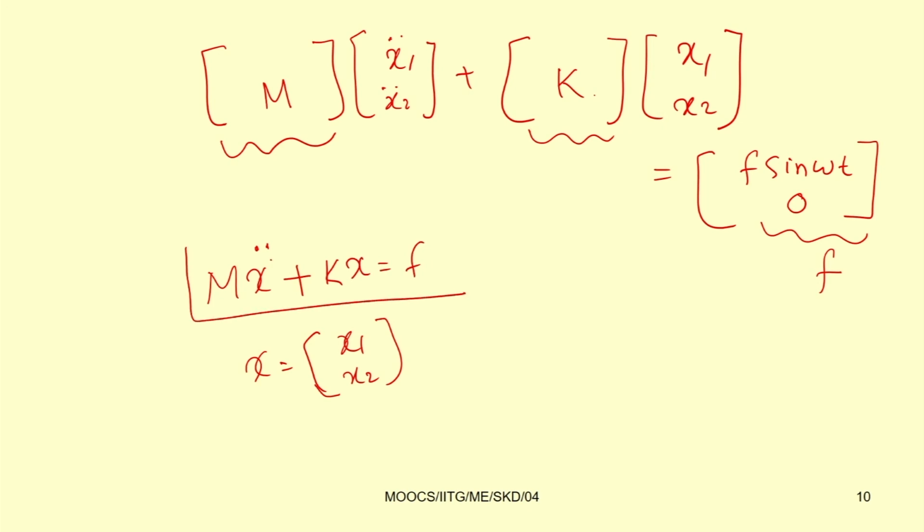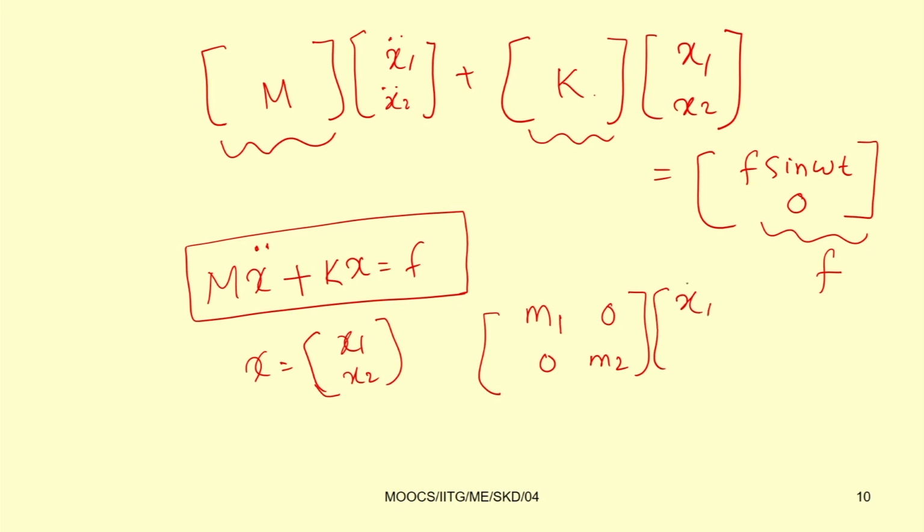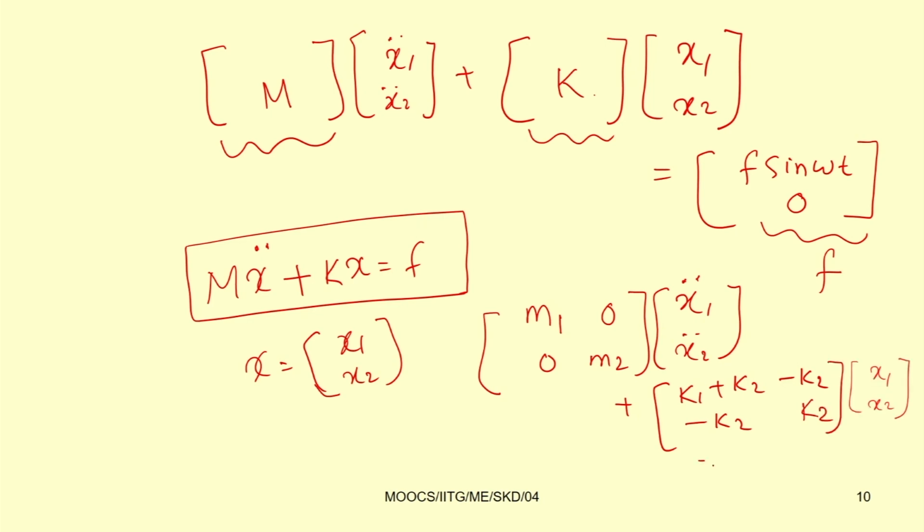So, you can see this looks similar to that of a single degree of freedom system, but here the mass and stiffness are in matrix form. For this present system, we have m 1 0 0 m 2 times x 1 double dot x 2 double dot, plus k 1 plus k 2, minus k 2, minus k 2, and k 2, times x, equal to f sin omega t and 0.